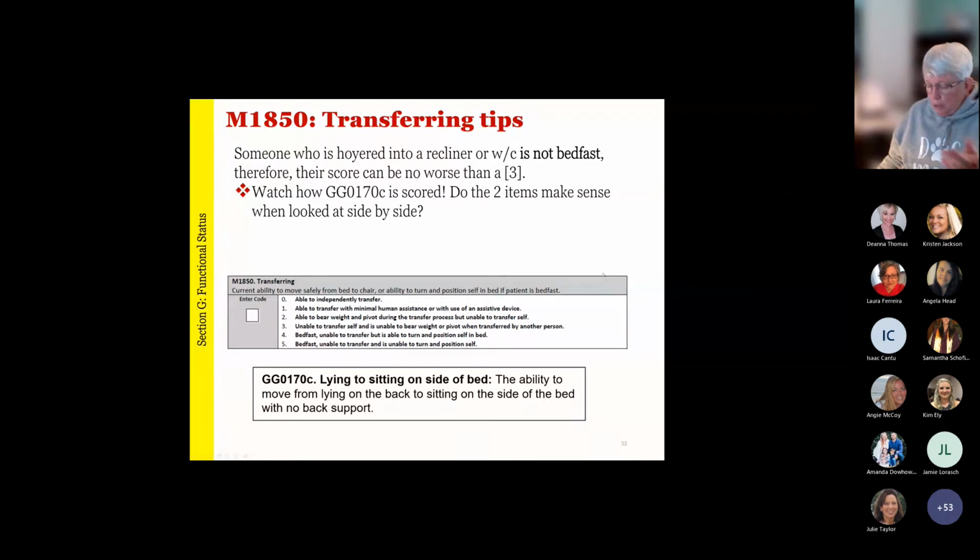So one of the EMRs apparently is doing things so that they're going to have a lot of their items side by side, and I'm just dying to see how they handle this one, because we always like to say how the M items and the GG items don't really talk very nicely to each other, and this is one where M1850 talks to about 5 different GG items.